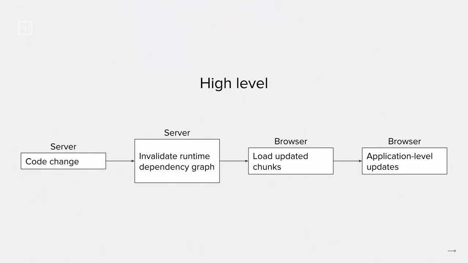So we now know all of the terminology and all of the build steps needed to look at the implementation of hot module reloading. At a high level, we're all familiar with hot module reloading. Something changes on the server. The chunk graph is invalidated if any of the dependencies have changed. The browser is told, hey, you no longer have up-to-date dependencies and you need to load new ones. And finally, our application is able to respond to these new dependencies and update itself in response.